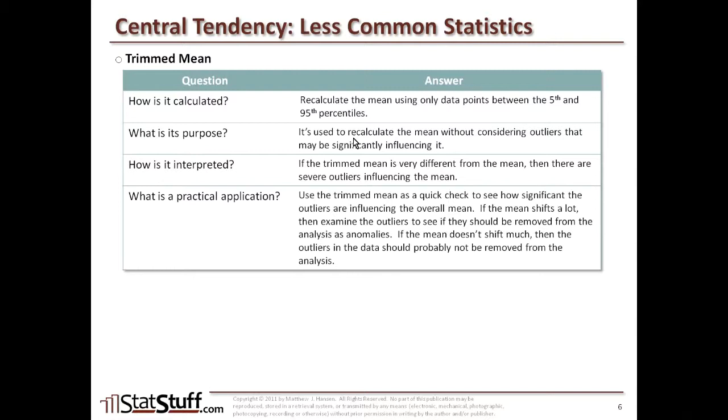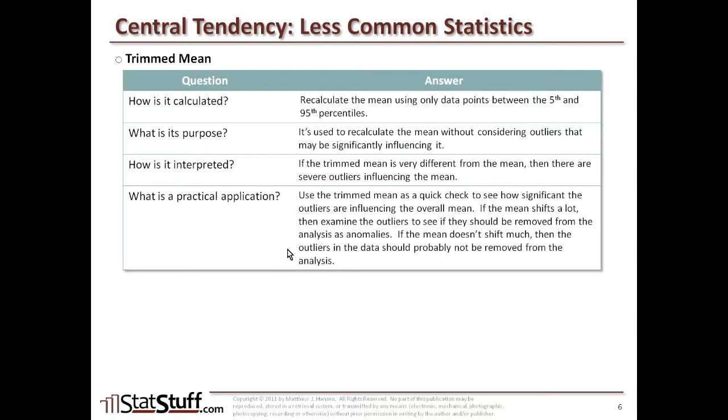Now, it's interpreted by saying that if the trimmed mean is very different from your overall mean, then there could be some severe outliers that are influencing the mean. So as a practical application, we would take the trimmed mean as a quick check to see how significant the outliers are that could be influencing the overall mean. If we see that the mean shifts a lot, then examine the outliers to see if they should be removed from the analysis as possible anomalies. Now, if the mean doesn't shift much, then the outliers in the data should probably not be removed from the overall analysis.